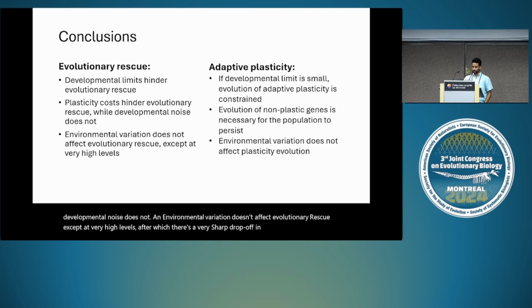survival. And when it comes to adaptive plasticity, when the developmental limit is small, the evolution of adaptive plasticity is constrained in the first place. Therefore, evolution of non-plastic genes is necessary for the population to persist. And surprisingly, environmental variation doesn't affect plasticity evolution, even when it might favor plasticity. And we hypothesize that might be because of a mismatch between the linear environmental gradient and the nonlinear reaction norm.